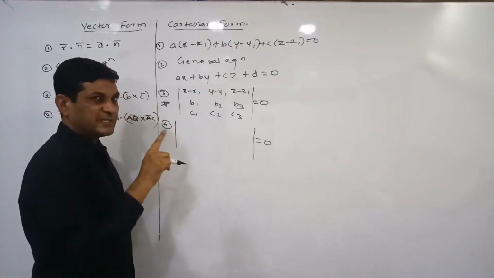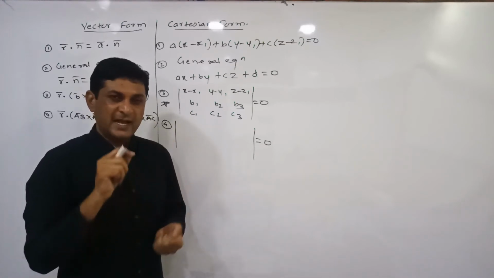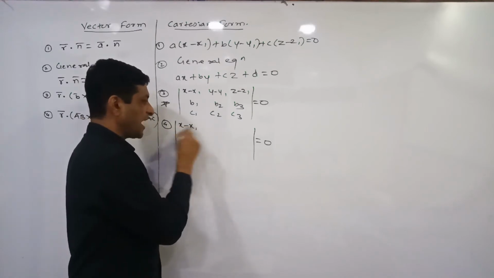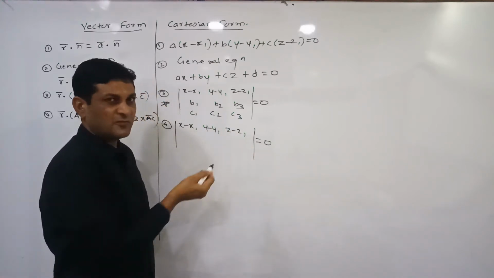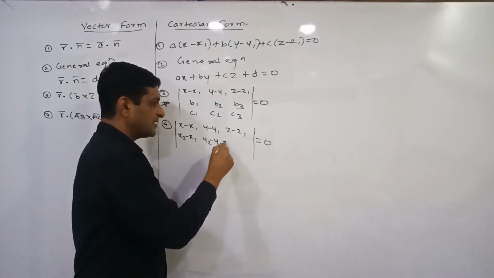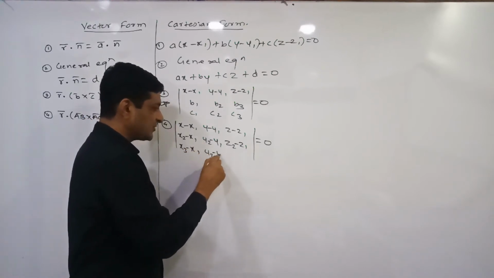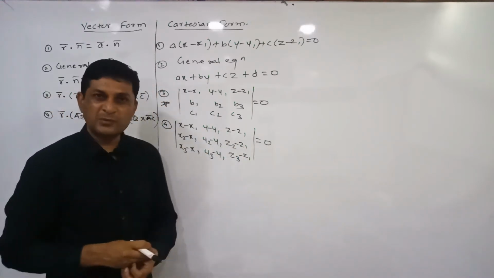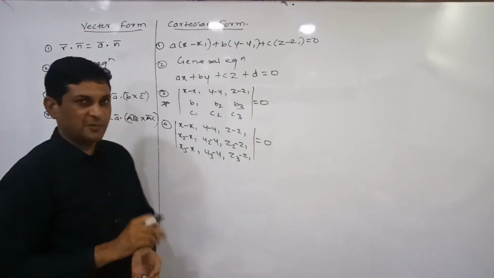If x1, y1, z1 are the coordinates of the first point, x2, y2, z2 of the second point, and x3, y3, z3 of the third point, then the equation can be found by applying this formula. X minus x1, y minus y1, z minus z1 are the elements of the first row of this determinant. Then x2 minus x1, y2 minus y1, z2 minus z1, and x3 minus x1, y3 minus y1, z3 minus z1. After simplifying this determinant, the result is definitely in this form, which is called the equation of plane in general form.